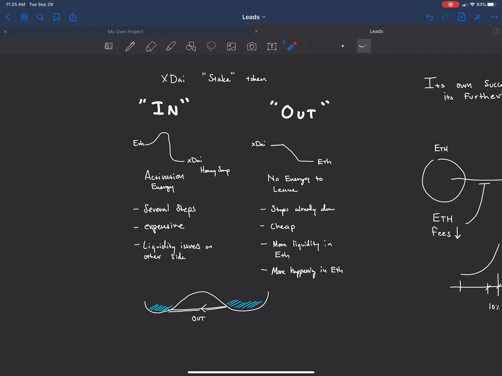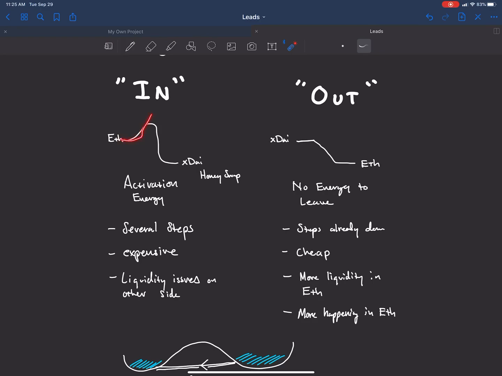So basically, if you know chemistry, you know something called activation energy, but we're not going to go into that complex. What activation energy is, though, is when you have a chemical over here and it has a reaction with another chemical, it's in one state and it goes to a more stable state, a more desirable condition. But there's something called activation energy, where you need energy to go into the system to get to the more stable state. So that's what we're seeing with xDai. We're seeing this hump of energy that is needed for you to move from Ethereum into the xDai system. And this energy is a major inhibitor for adoption.